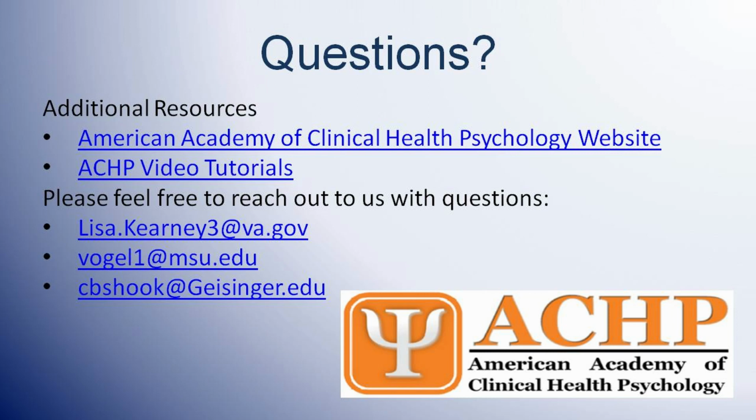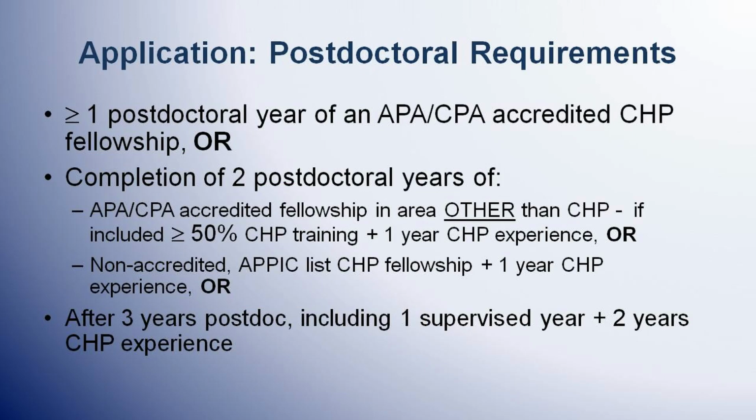There's a couple other questions. One of the issues that I think has come up that people are a little confused about is the 1-year versus 3-year eligibility. And so maybe it would be helpful just to go back to that slide real quickly. If your postdoc was in clinical health psychology, then it's basically just completing that makes you eligible. If you completed another APA or CPA accredited fellowship in an area other than clinical health psychology, which had at least 50% CHP training, then you could have one more additional year of training.